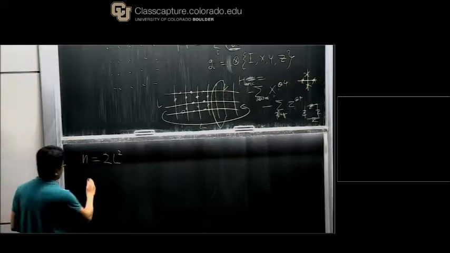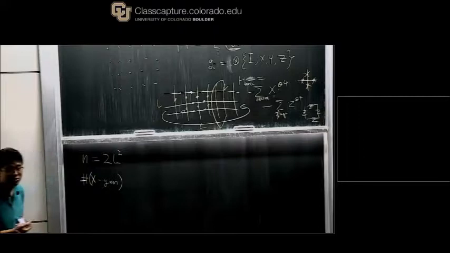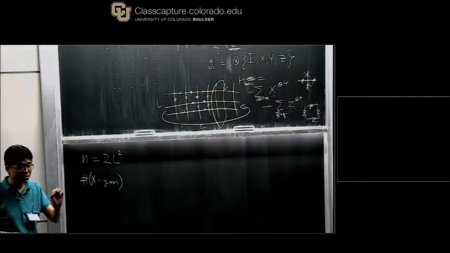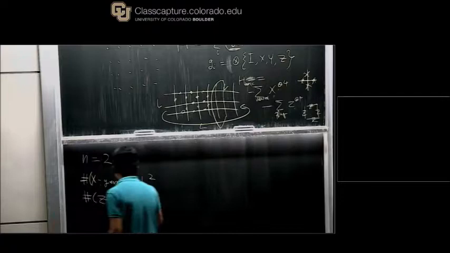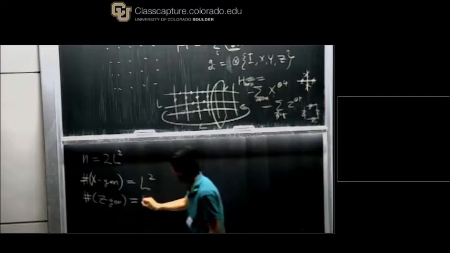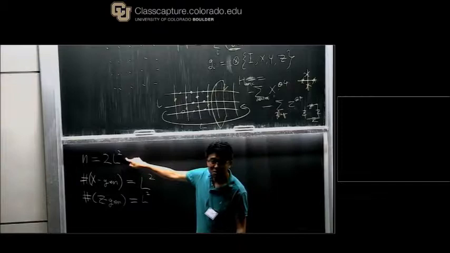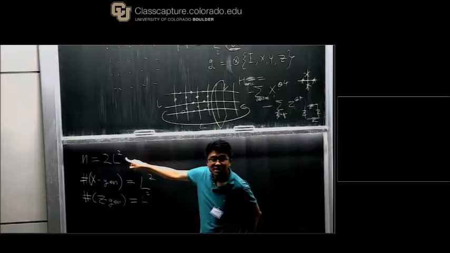And the number of stabilizer generators that are X type, the vertex type, how many have we assigned? We defined one for each vertex, so it's precisely L squared. And the number of plaquette terms is again L squared. Okay, they add up to the final number. So can we say there are no encoded logical qubits? No, we shouldn't say that, because we haven't checked whether they are independent.